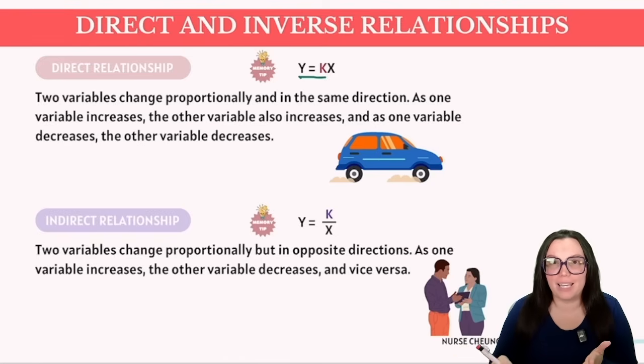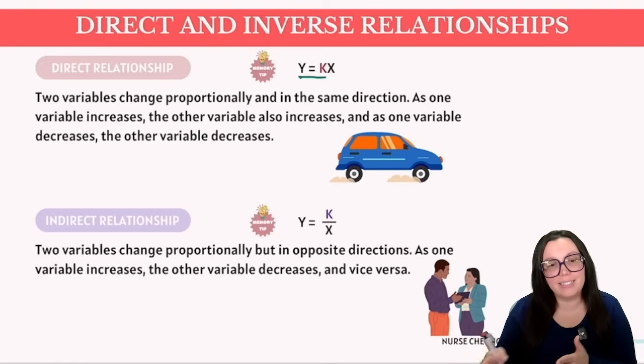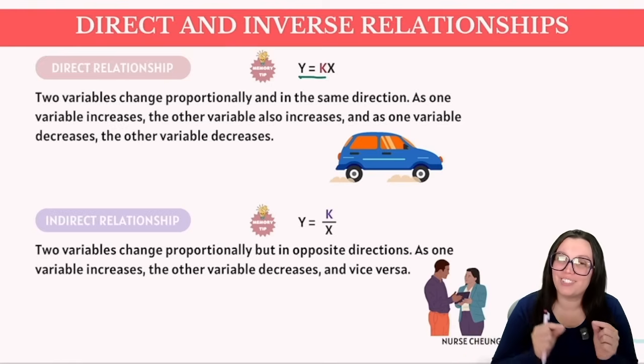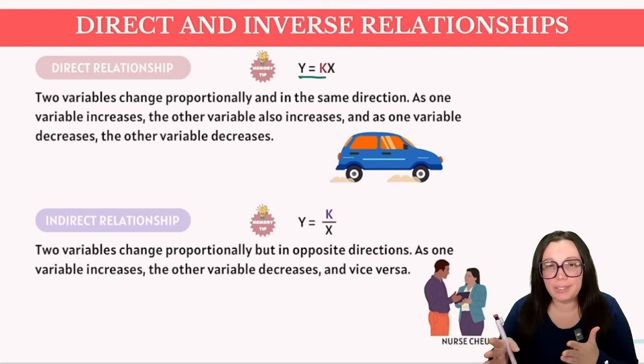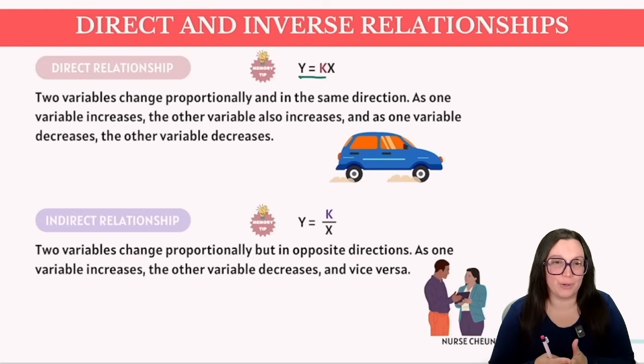So what does this mean in real-world scenarios? If you consider the relationship between the distance traveled by a car and the time it takes to travel at a constant speed, as the time increases, the distance traveled also is going to increase. If a car is traveling at a steady rate of 60 miles per hour, the distance covered is directly proportional to the time traveled. Now let's pivot a little bit to talk about inverse proportionality.